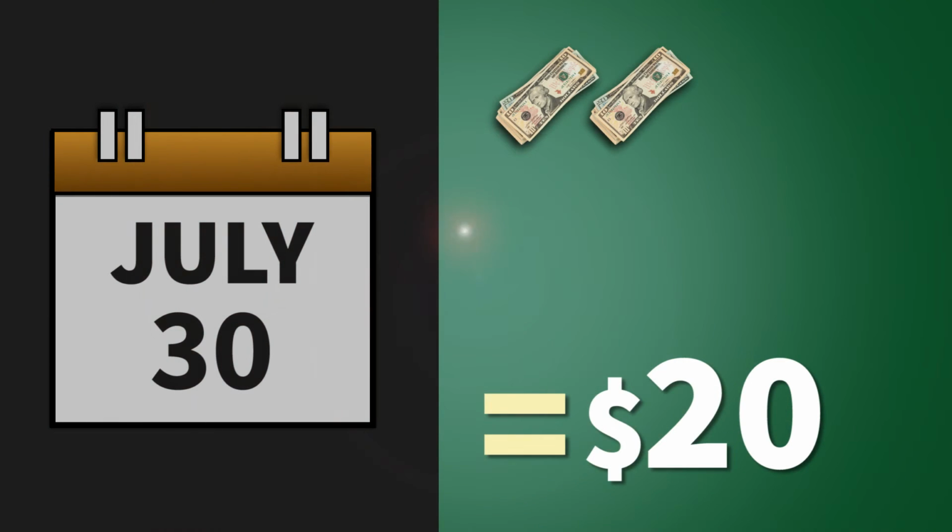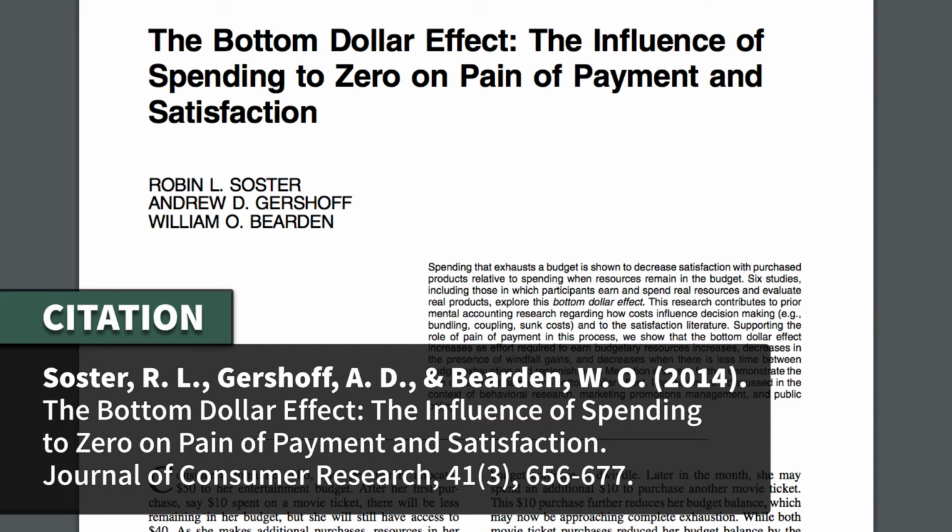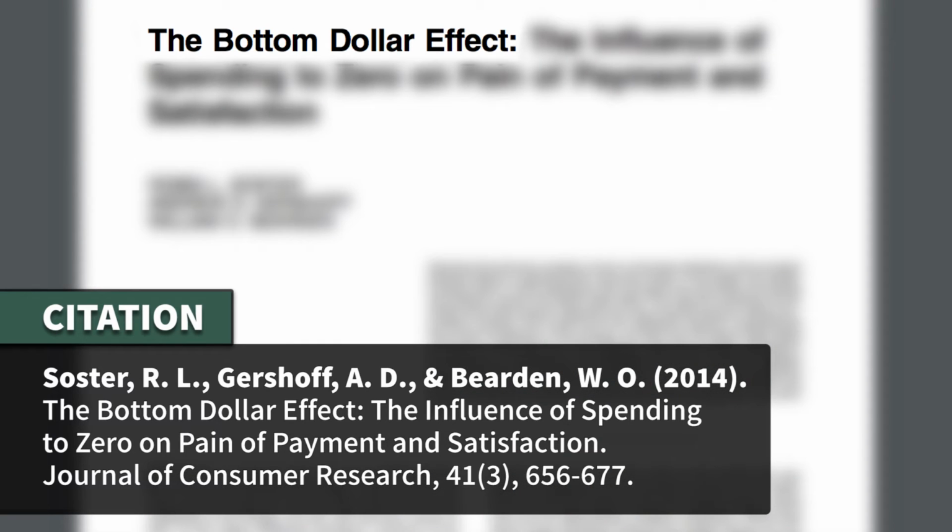Now, if you were to spend $10 on a movie ticket toward the end of the month, when your monthly budget has been more depleted, you'll feel a stronger sense of pain. So the fewer funds that we have in our budget, the stronger the pain that we'll feel when spending that money. Researchers call that principle the bottom dollar effect. And there are 2 primary ways you can take advantage of it.